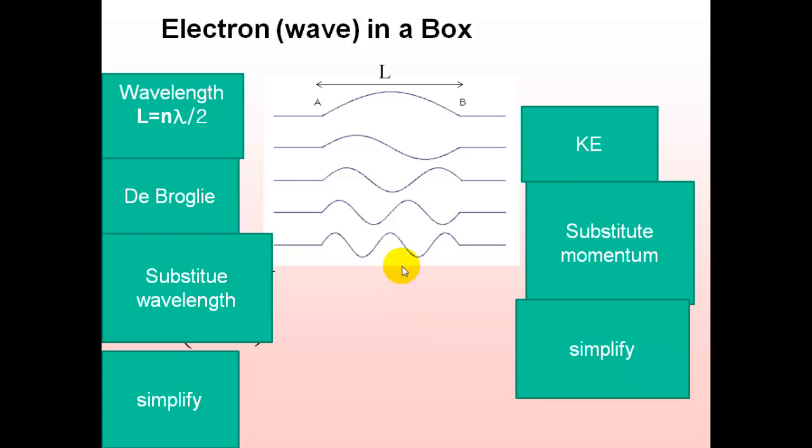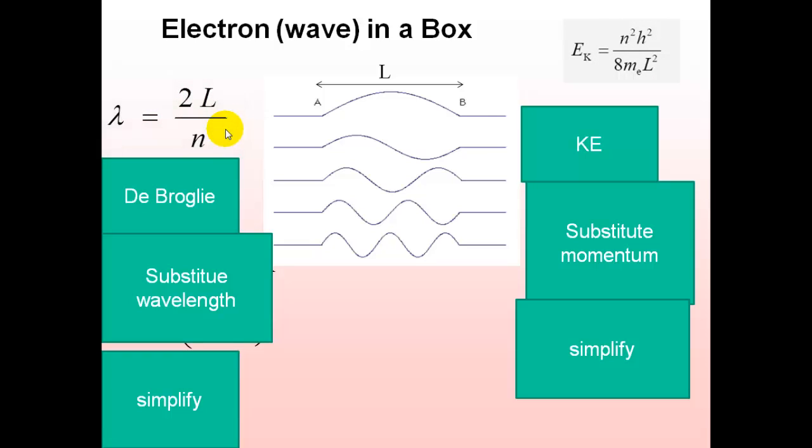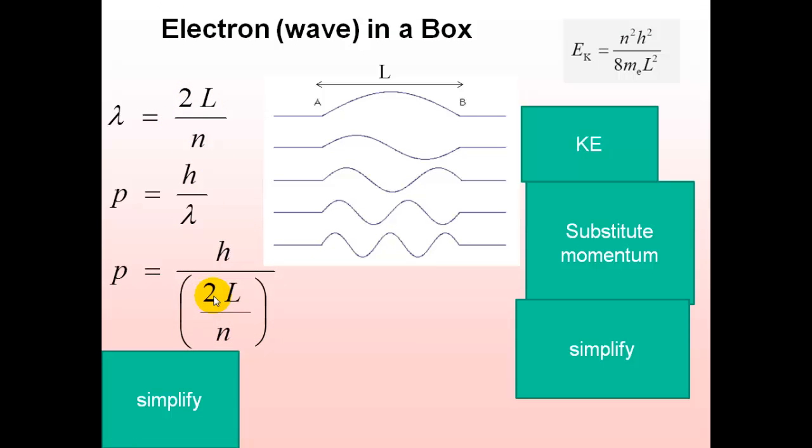So here we have it. This is the length of the box from A to B. And if you remember that it's only a certain number of half wavelengths, so L equals n lambda over 2. But we need to rearrange in terms of lambda. So lambda is equal to 2L divided by n. Now remember also that the de Broglie hypothesis is that lambda is equal to h divided by p. And if we substitute in the wavelength, which is 2L over n, into here, we end up with p is equal to h divided by 2L over n.